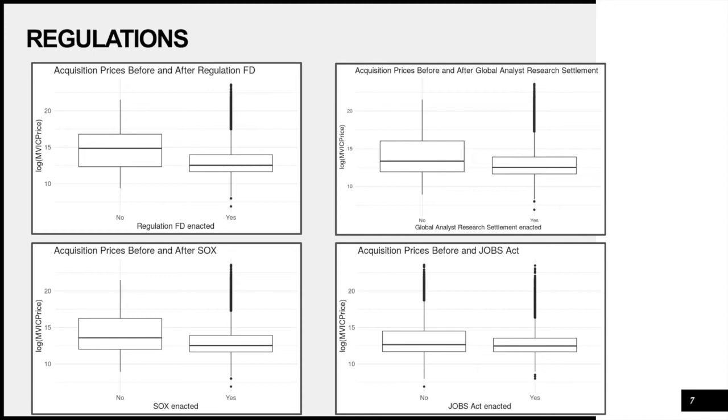However, a key thing to keep in mind is that all these regulations represent only one day, which for Regulation FD was October 23rd, 2000. The issue in this case is that it has limited data before the regulation and captures all the transactions after the regulation. Global Settlement and SOX have similar distributions as Reg FD, which makes sense due to the small time difference between the three. Lastly, for jobs, the distribution seems very similar both before and after, thus it seems like it made a minimal or no impact on the MVIC prices.